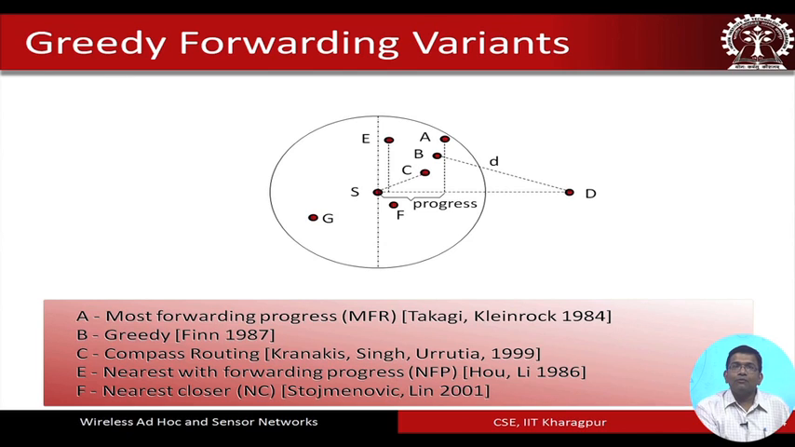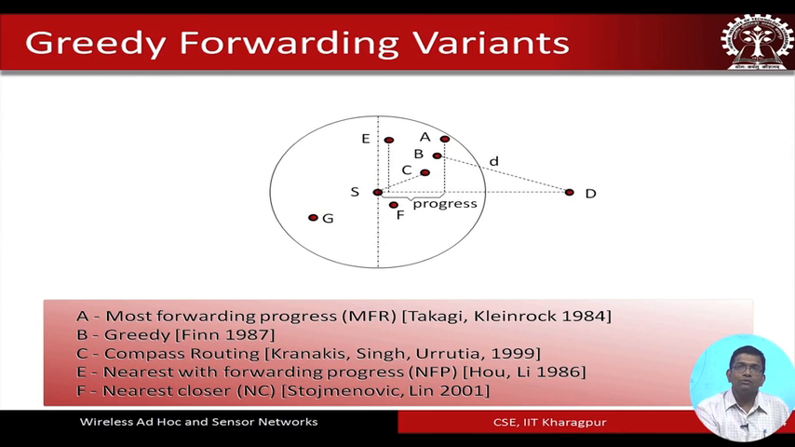Now, what else do we have? We have the possibility of E, which can also be adopted. Unlike in the case of A, E has the least forwarding progress, which means that it is closest to S. So, one possibility is that you can opt for a node which has the least progress towards D and is closest to S.